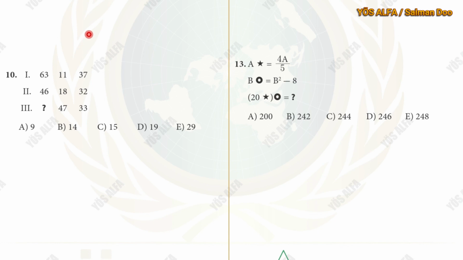Number 10. Number relations again. 63 plus 11 divided by 2 is 37.